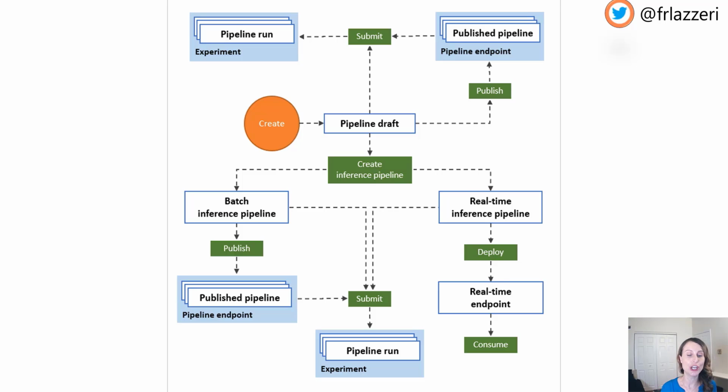Finally, you have to publish your pipelines to a REST pipeline endpoint to submit a new pipeline that runs with different parameters and datasets. You can do two different things. You can either publish a training pipeline to reuse a single pipeline to train multiple models while changing parameters and dataset, or you can publish a batch inference pipeline to make predictions on new data by using a previously trained model. Finally, the final step, of course, is to deploy a real-time inference pipeline to a real-time endpoint to make predictions on new data in real time. So let's see these together.